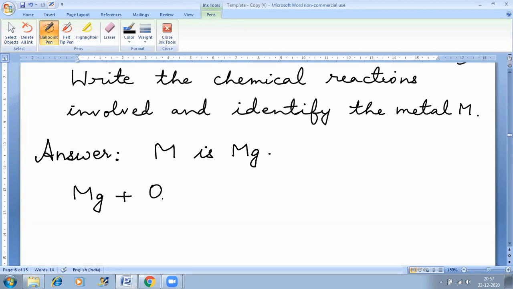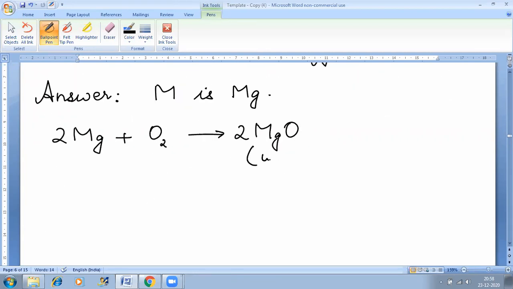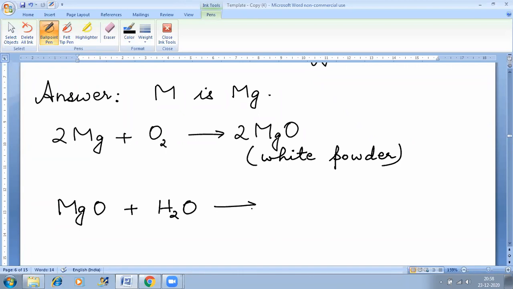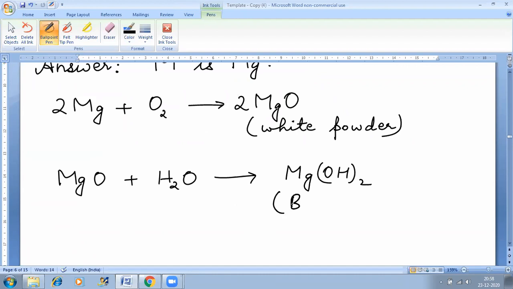So reactions are, one is this, magnesium plus oxygen gives you magnesium oxide. I'll balance it. Okay. Other reaction will be MgO plus H2O will give Mg(OH)2. Yes, okay. So this is a base, but not an alkali. Correct.